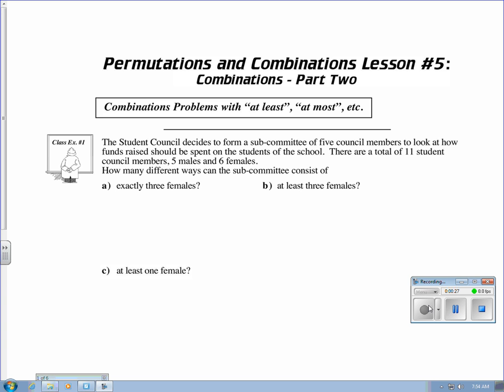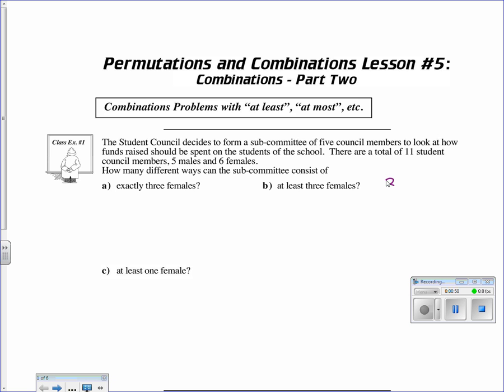So for example, in class example number 1, I have 11 student council members, 5 are males and 6 are females, and I want to make subcommittees with different recipes. Well, if I have exactly 3 females, how is that going to work? Or at least 3 females. What does at least mean? At least 3 females means I can have 3 females, 4 females, or 5 females.